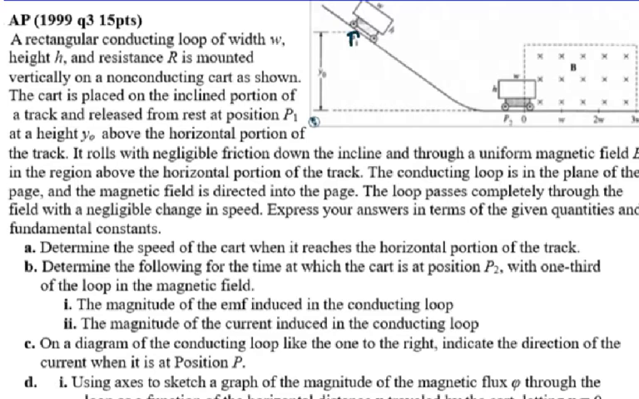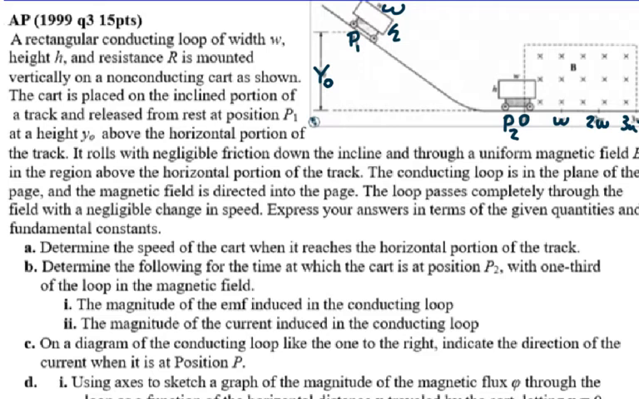So here is position P1. It is at the height y sub 0. It has the width W and it has the height H. And here is the point P2. And then they have 0, and then the width 1, and then the width 2, and then the width 3.